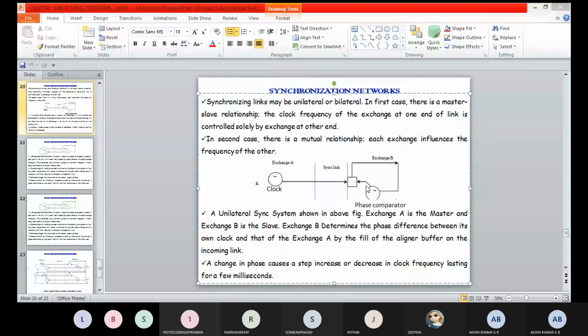It means that there is some phase difference, nothing but a difference will be there. There will be some frequency variation. That frequency variation is handled by the exchange by filling the align buffer on the incoming links. I gave an example in the previous class also. What example did I give? I gave the example of motors.